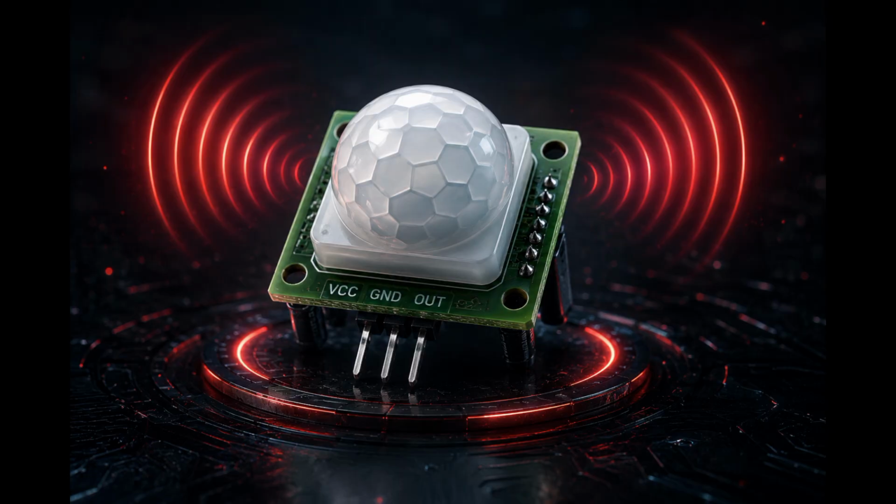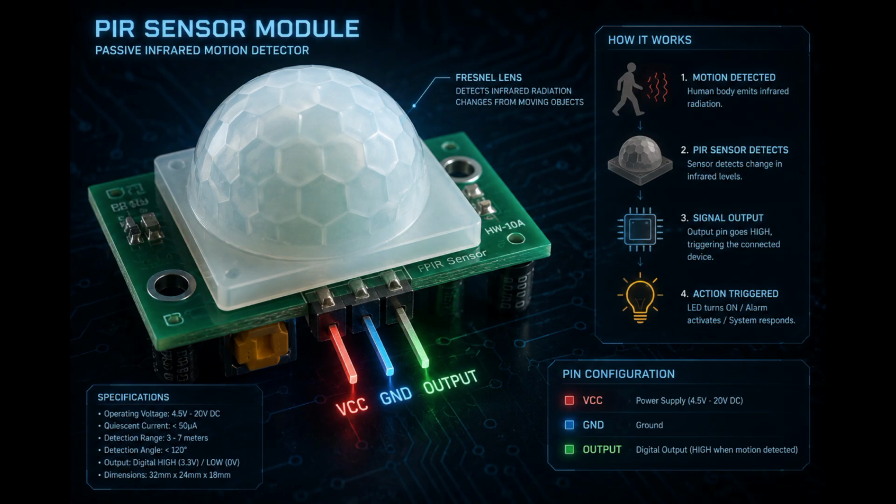This is a PIR sensor. PIR stands for Passive Infrared Sensor. The word passive is very important because unlike radar or ultrasonic sensors, a PIR sensor does not send energy outward. Instead, it passively detects infrared radiation already present in the environment.